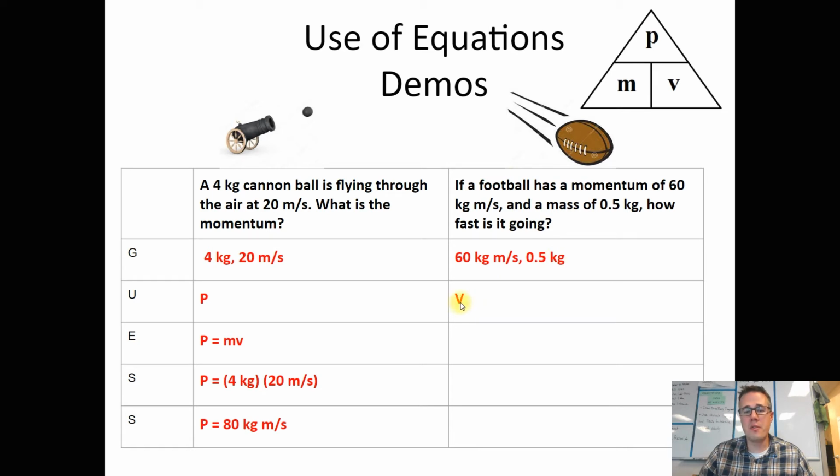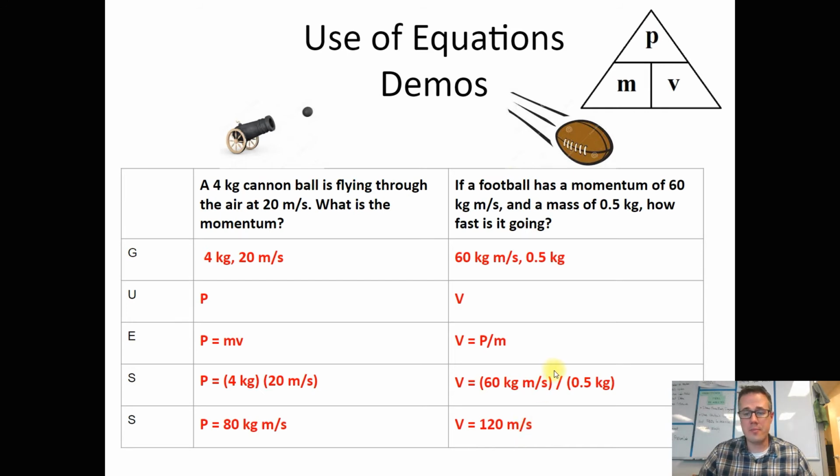Of course, in this one we're solving for v, for velocity. When we use our triangle, we cover v, and that means we're going to do momentum divided by mass, p over m, in order to find our velocity. Then we just substitute and solve. We plug in our 60 and our half. 60 divided by a half is not 30. That would be 60 times a half. 1/2 goes into 60 120 times. So the velocity of this football would have to be 120 meters per second, which I think we can agree is really, really fast.